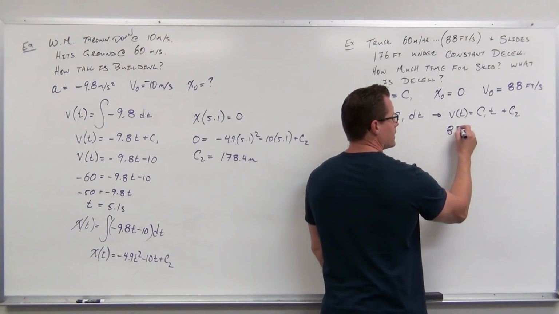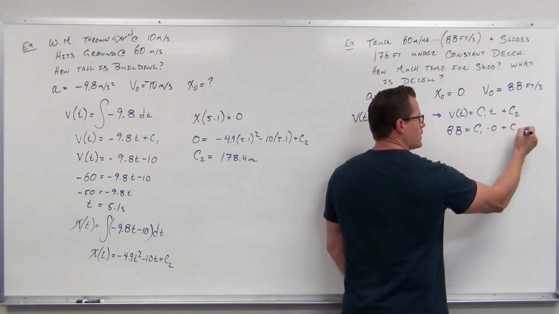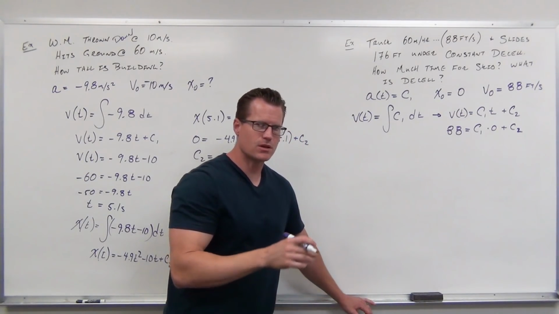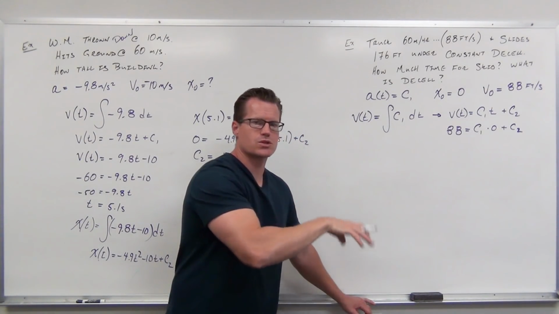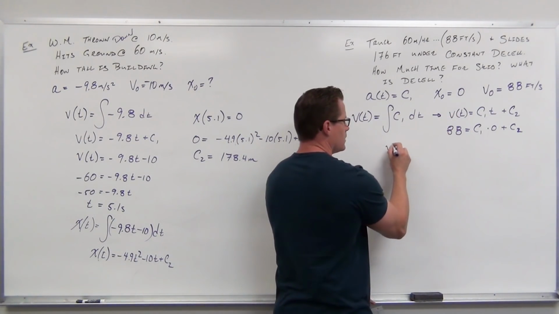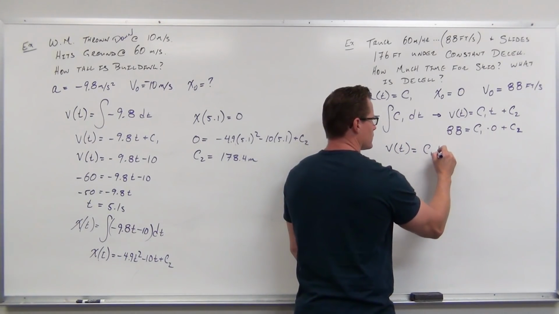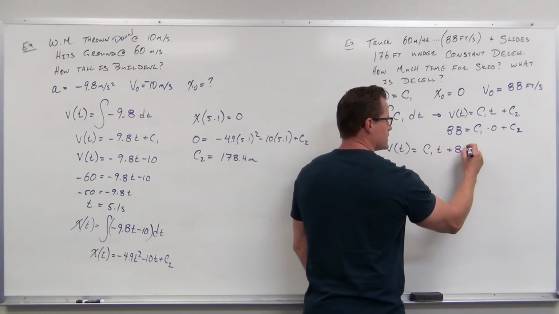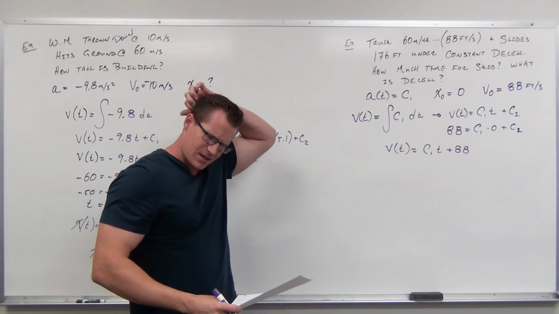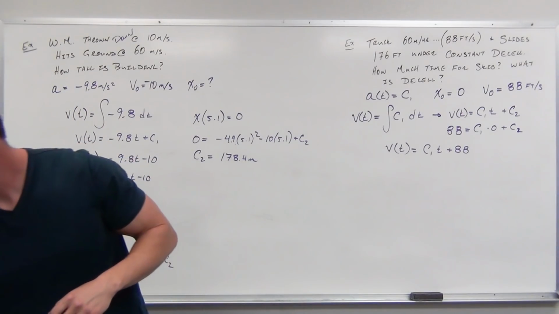So 88 feet per second at time 0, that actually lets us solve for our second arbitrary constant. That's kind of cool. So even though we don't know C1, we can still use our knowledge to figure out the initial velocity, or at least put that into our problem. So our velocity right now is C sub 1 t plus 88. It's looking okay.